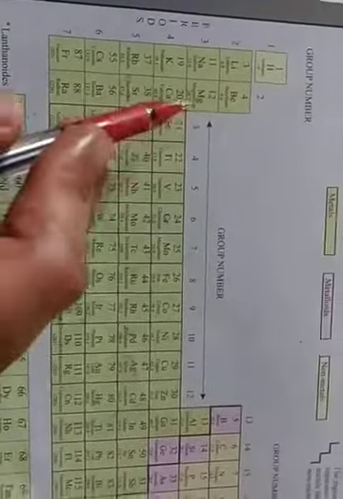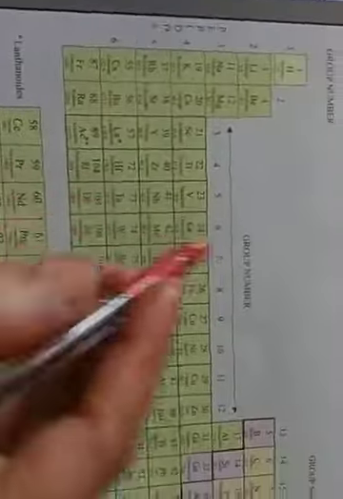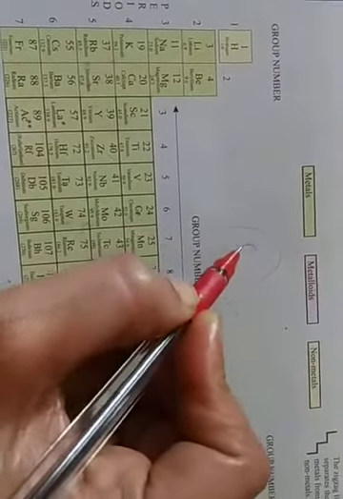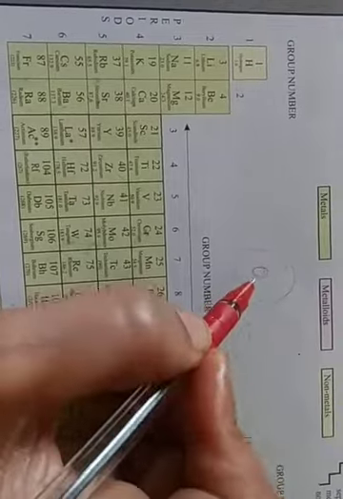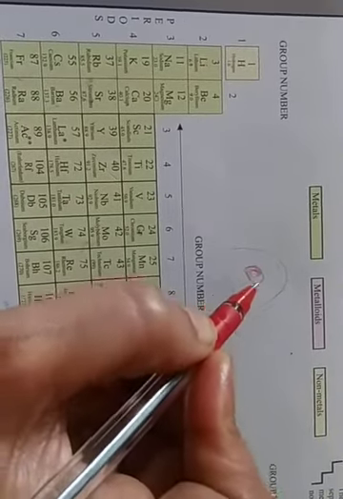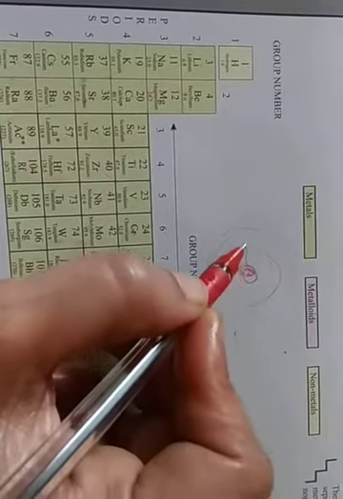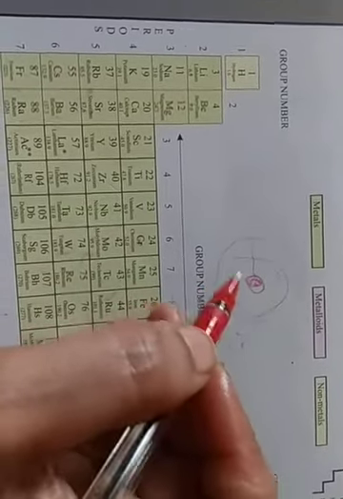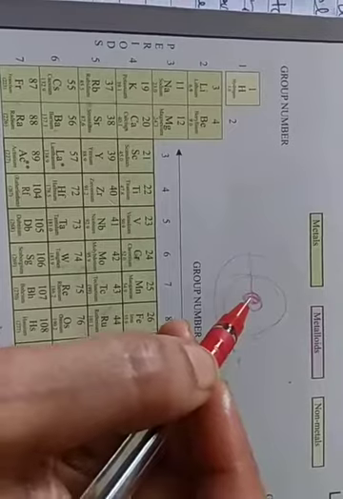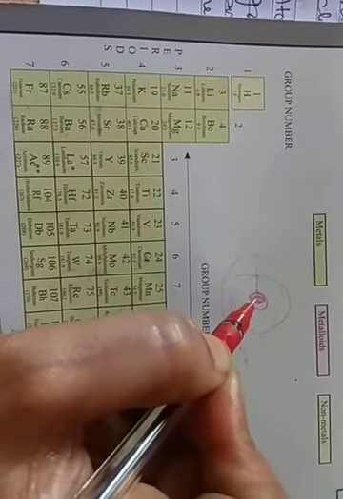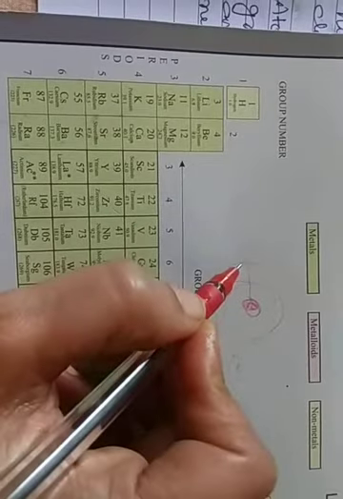Now let's discuss atomic size. Atomic size refers to the radius of an atom. It shows the distance between the center of the nucleus and the outermost shell. What is atomic size? It refers to the radius of the atom, the distance between the center of the nucleus and the outermost shell.